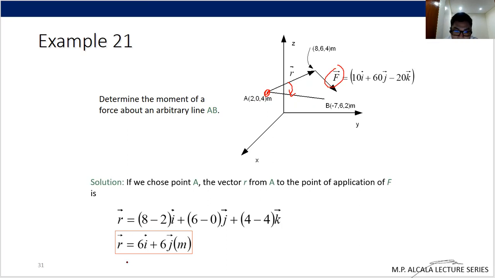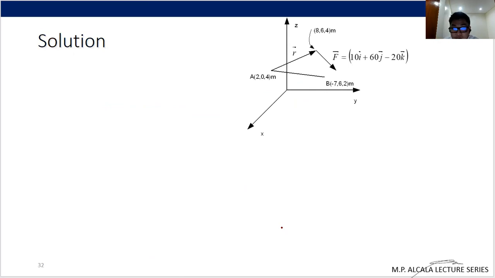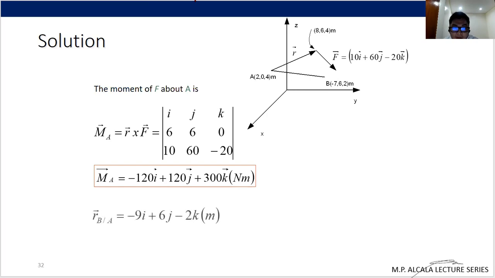So how can we do that? Getting R first, where does it come from? This one, the position vector: 8 minus 2, 6 minus 0, 4 minus 4. So R is 6i plus 6j. And getting the sequence, we already have an idea. The moment of F is simply R cross F, right?